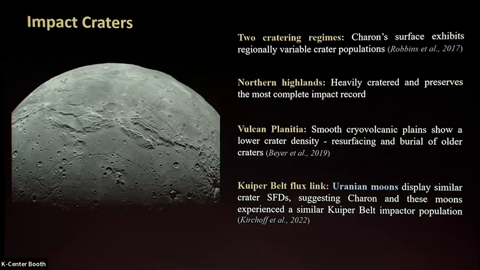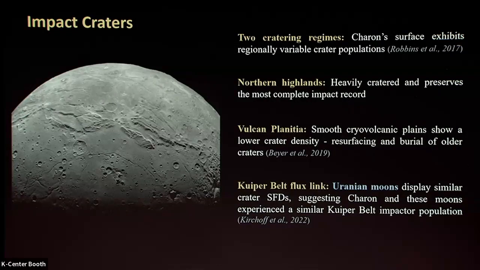So for Charon, we have these two variable crater populations by region. We have a heavily cratered region in the north, which preserves the most complete impact record. It's potentially older, and then we have these smoother cryovolcanic plains. And again, this tells us that there's been resurfacing on Charon, and for some reason, it seems to be this polar dichotomy, which we see in other icy moons as well. It's a bit too soon to speculate why or what the connection is. But on Enceladus, we have a polar dichotomy. We may see one on Miranda.